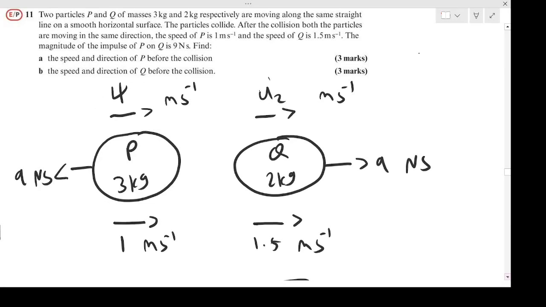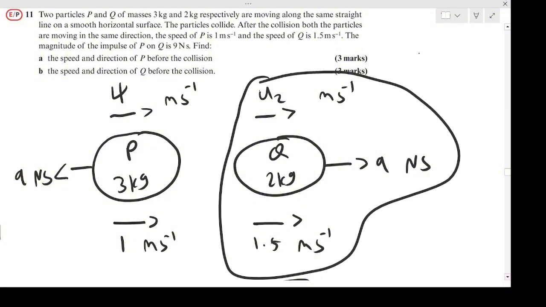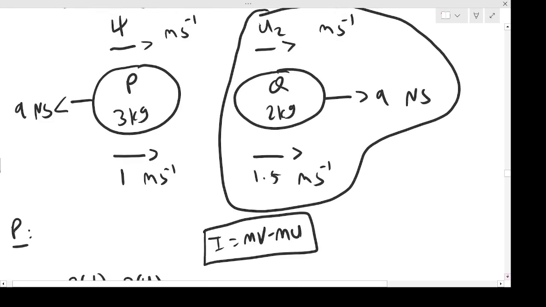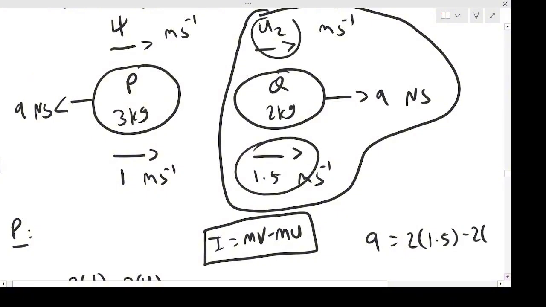Then for Q, if I consider Q on its own, I can consider the impulse here as well. So again, I'm going to use the impulse formula. The impulse is 9, that's forwards, so it's positive 9, because it's in the positive direction. So it's going to be mv take away mu, so m is 2, v is 1.5 going forwards, take away 2 lots of u, which is u2 here. And there we are.